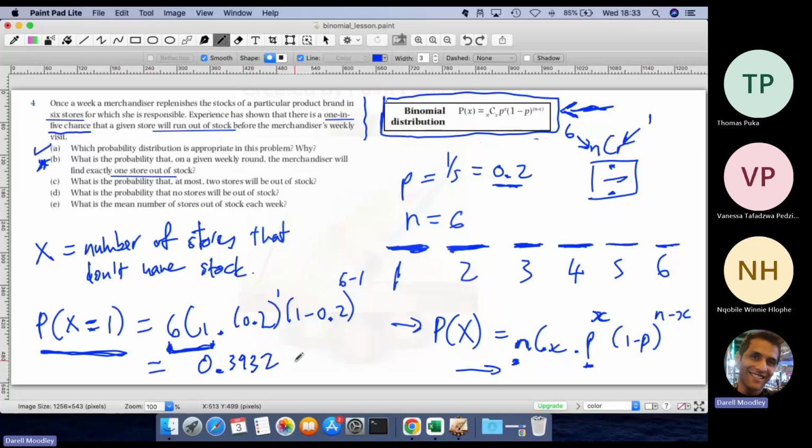0.3932. You can also write it as a percent if you want, but a decimal is fine. So it's 39.32%. Both ways are acceptable. And then 0.32%.